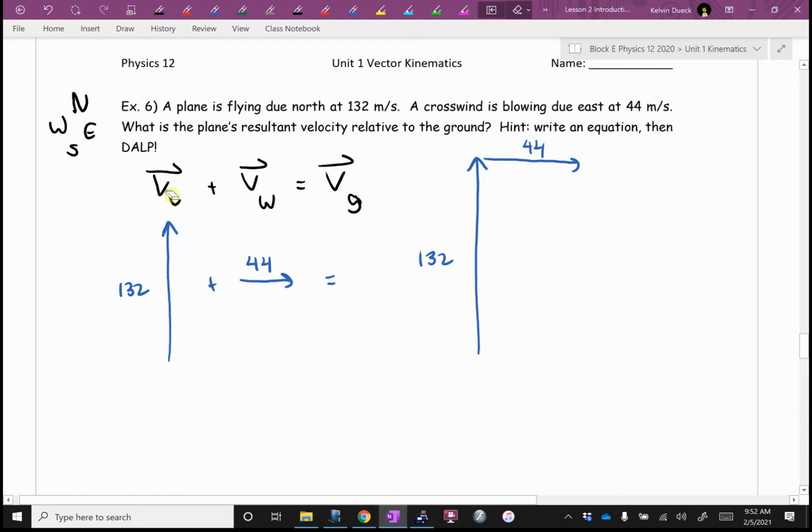How would I get the VE by itself? How would I move the V wind over? Well, what's the V wind doing to the VE? How do you subtract vectors? That's a preview of coming attractions. Anyways, the resultant here is going to be yoink. Here is the ground velocity.